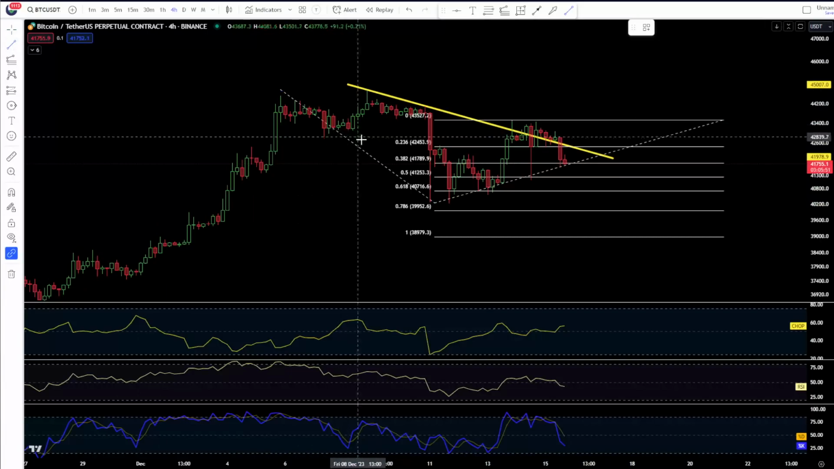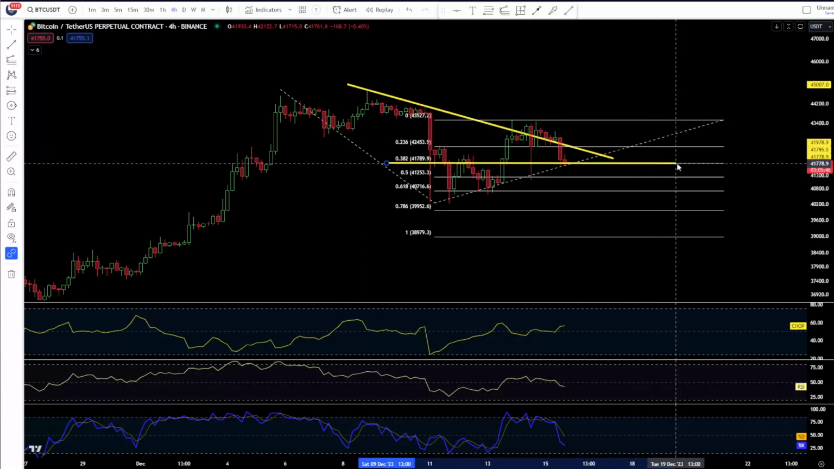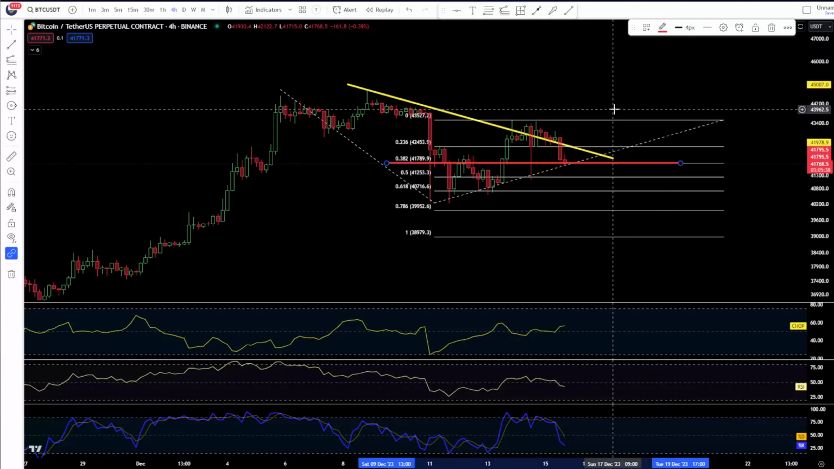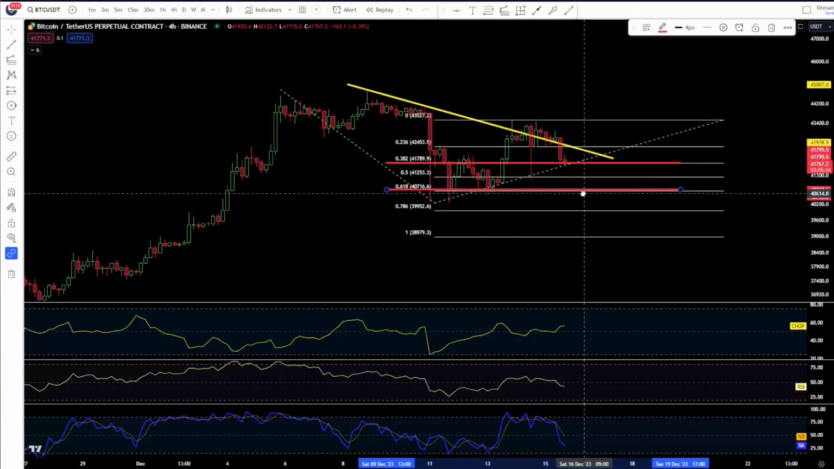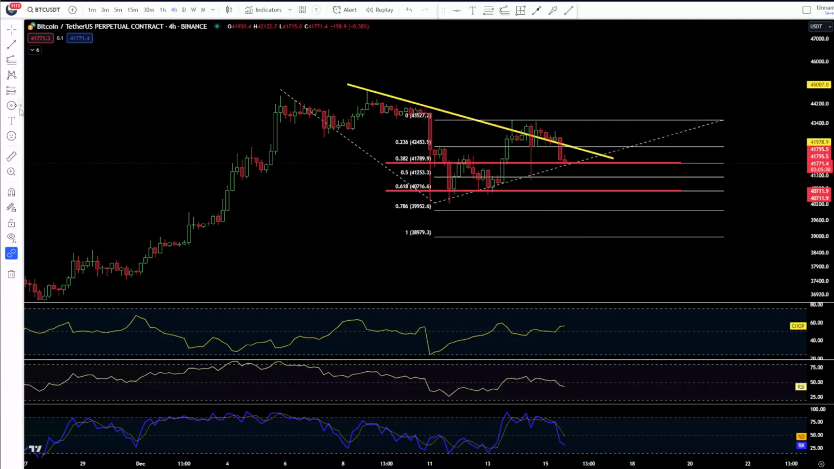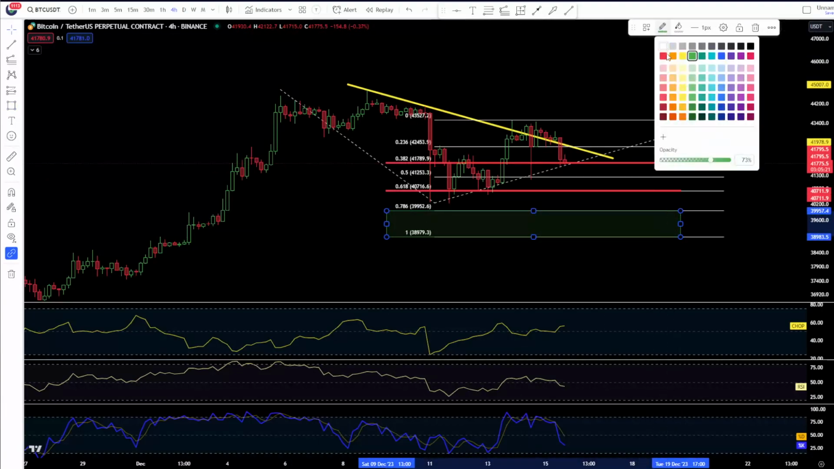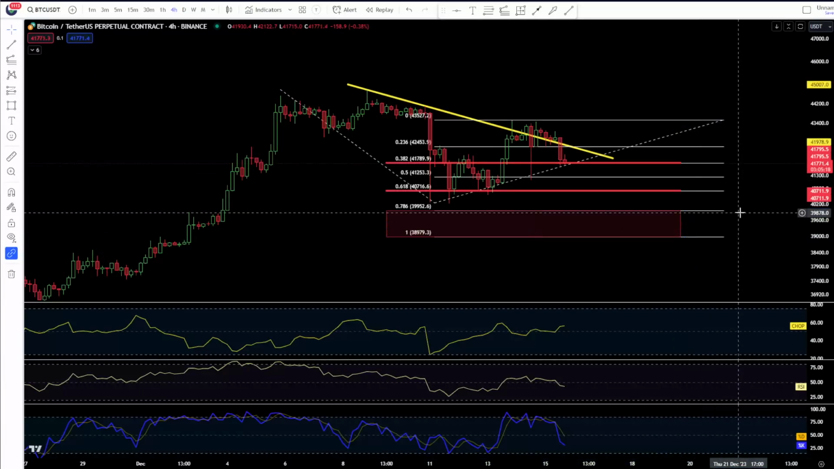And here, first of all, it is worth marking the support at the price level of $41,795. Then we have visible support at the price of $40,711. And then we will define a strong support zone from $39,957 to $38,938.